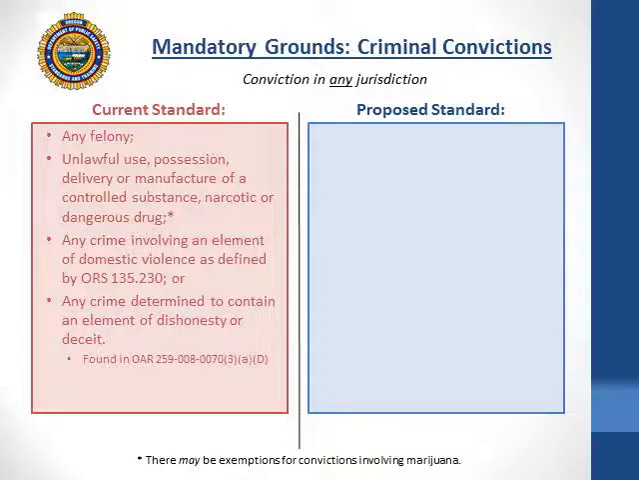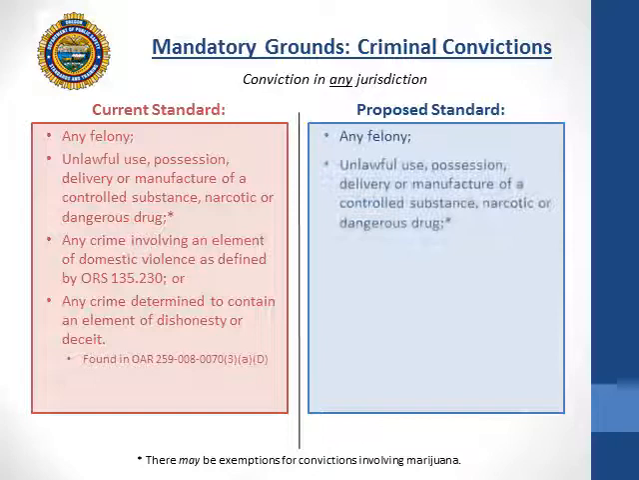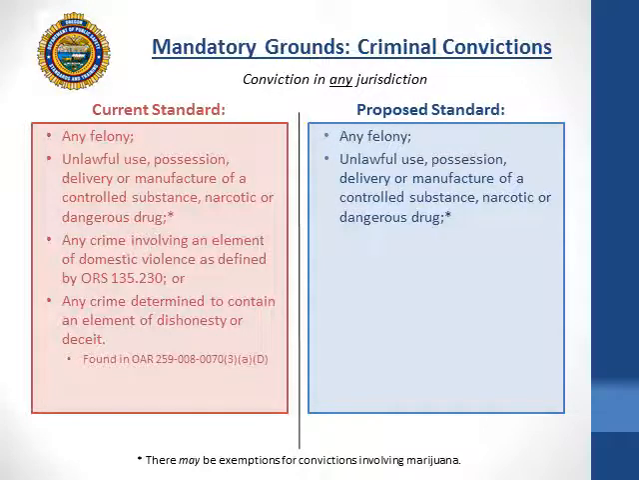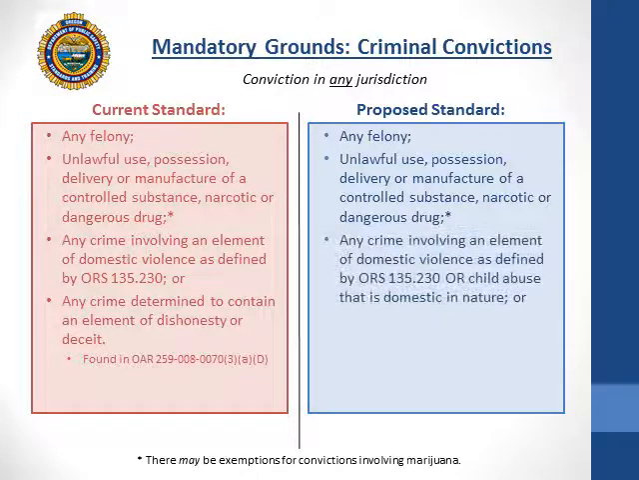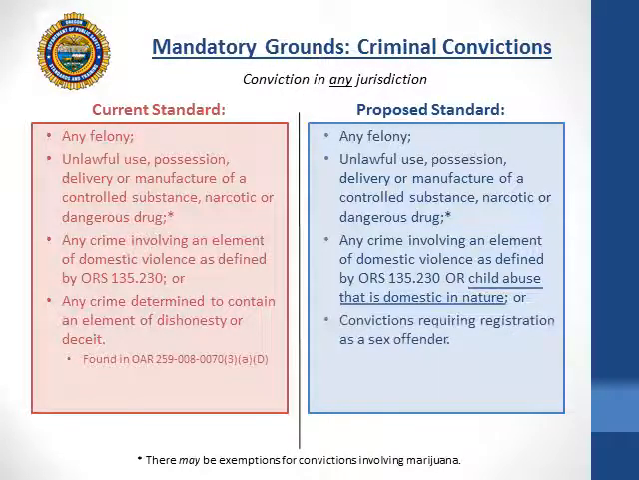Under the proposed standard, DPSST will continue to be required to deny or revoke certification upon discovery of a conviction for any felony offense or a crime involving the unlawful use, possession, delivery, or manufacture of a controlled substance, narcotic, or dangerous drug. DPSST will also be required to deny or revoke for convictions of any crime involving an element of domestic violence, including child abuse that is domestic in nature, and any conviction that either currently requires or previously required registration as a sex offender.